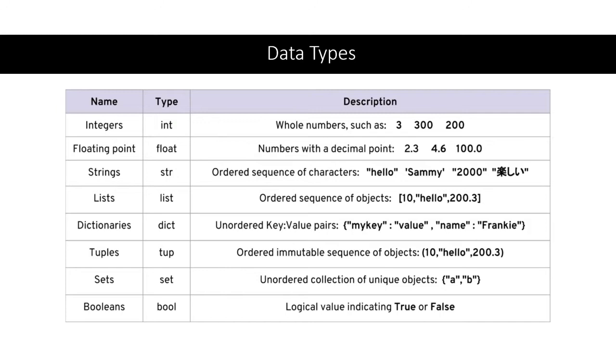So the first data type is integer. The type is int. This is like the abbreviation. You're going to see this when you get into coding. You're going to see this int, and this stands for integer. Integer is any whole number. So if you want to store any whole number in Python, you can create a variable, and the type of that variable would be an integer.